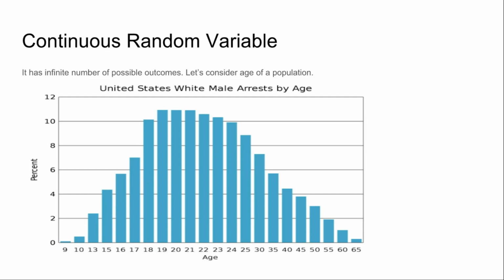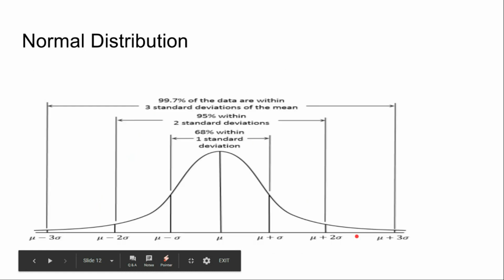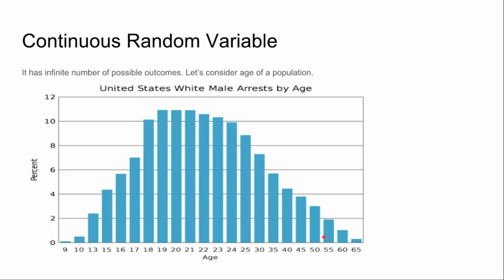The shape of this distribution looks more like a bell curve. So you can see it is a bell curve. That means this distribution can be approximated by a normal distribution. This is not perfectly normal, but approximately normal.